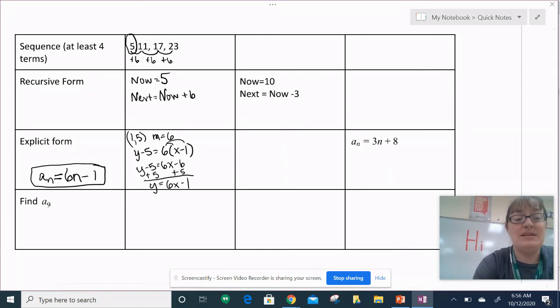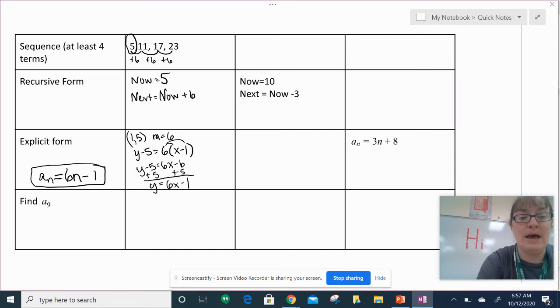Now, finally, on this column, it says find a sub 9. Well, a sub 9 means the 9th term of the sequence. So I have 2 options here because I have 2 forms written. I can start with my recursive form and say 5, 11, 17, 23, and then just keep adding 6 until I get out to 9 terms.